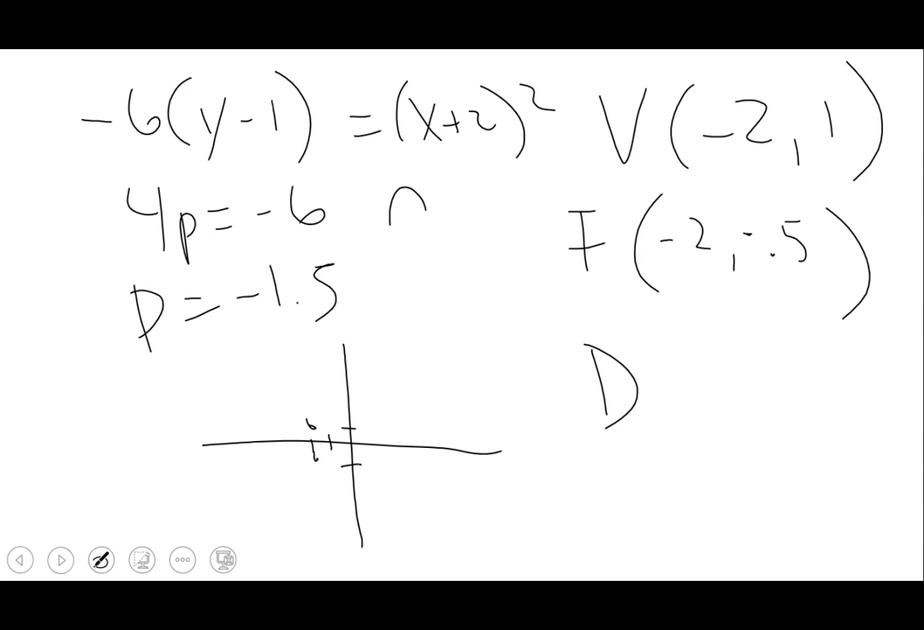Then the directrix has to be 1.5 units above the vertex because of the fact that it is facing down. That's how I know that it's a horizontal line. y equals 1.5 plus 1, which is 2.5. And that's how I know that my graph ultimately looks like this. And again, sorry that my points are a little wonky. And you can get more and more precise with your graphs as you choose.